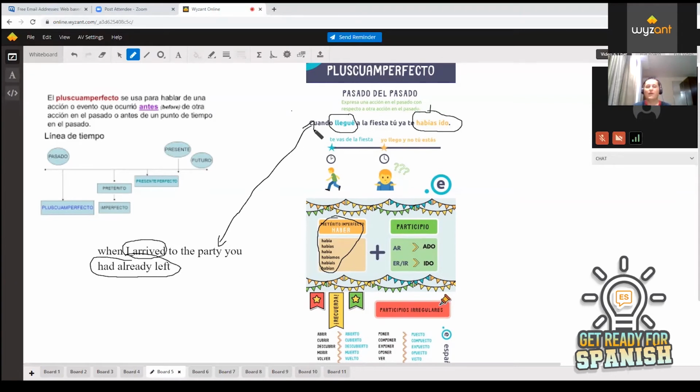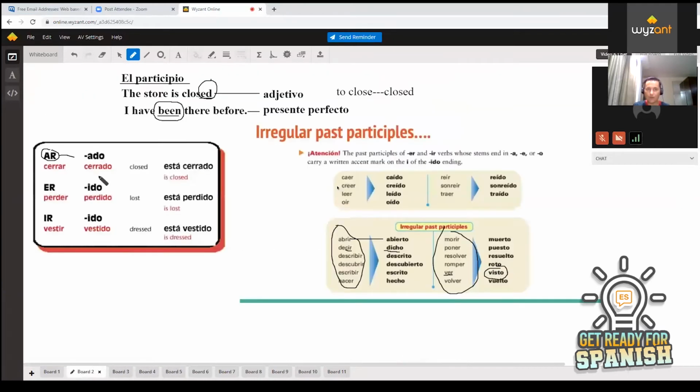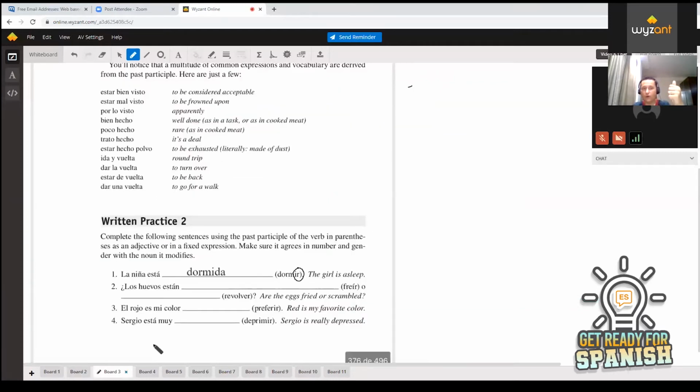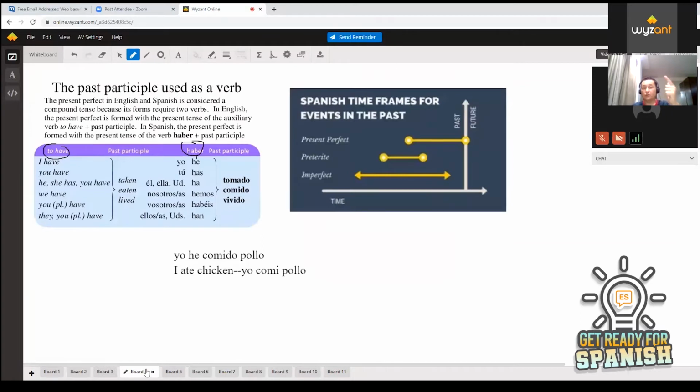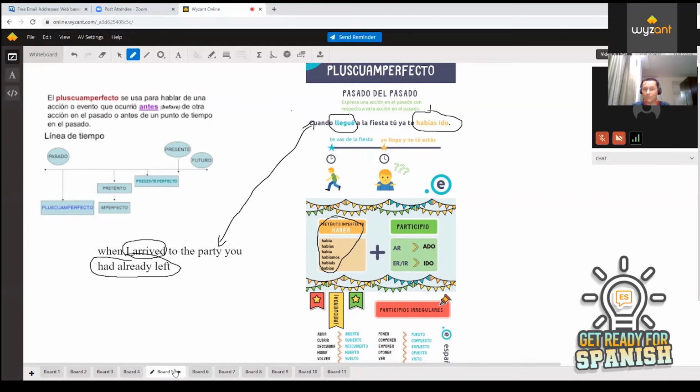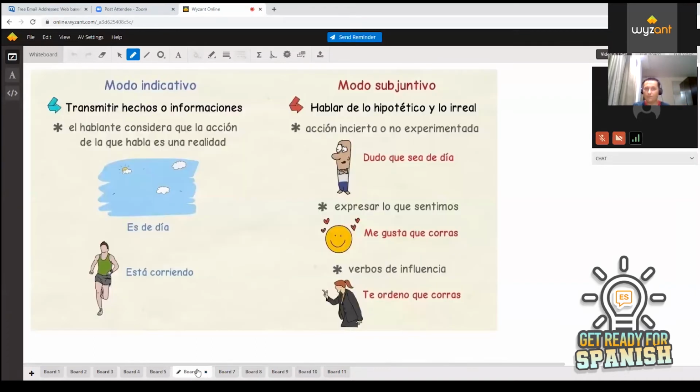All right. Very well. So remember, past participle is ado or ido to create it. Ado or ido. And we have a few irregulars. Now we use them as adjectives to describe things with estar. We use them to create the present perfect and the past perfect. All right? Very well. Now, the next thing is the subjunctive.